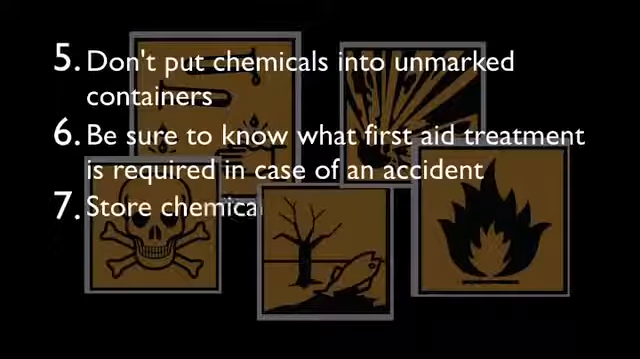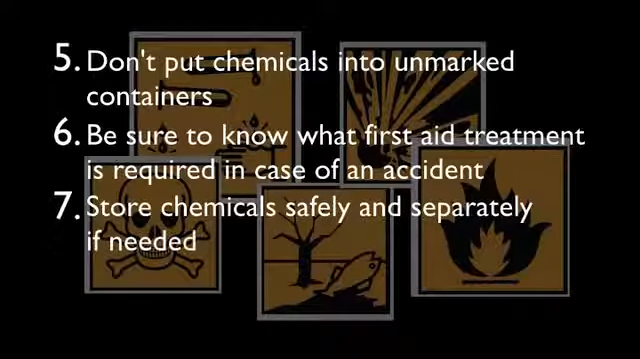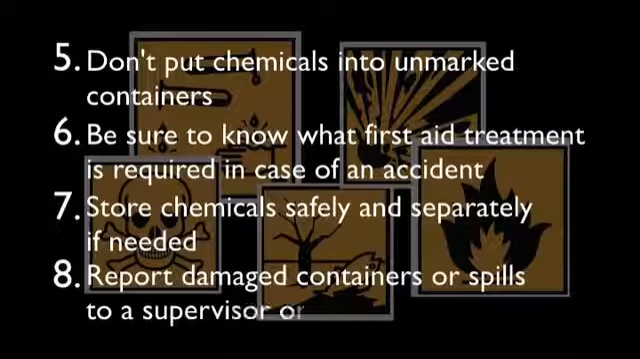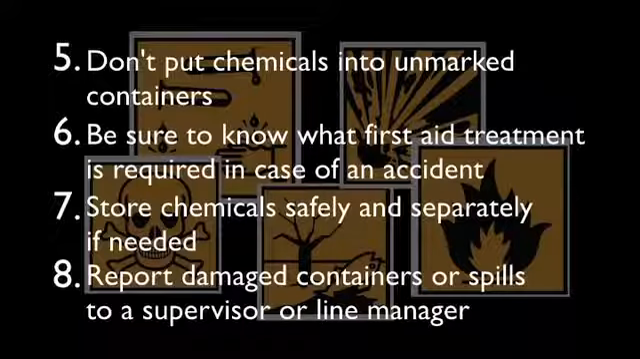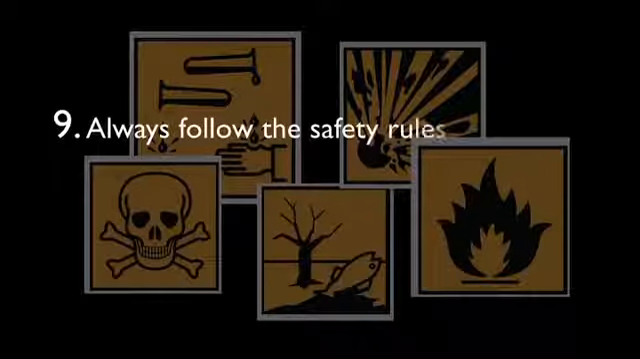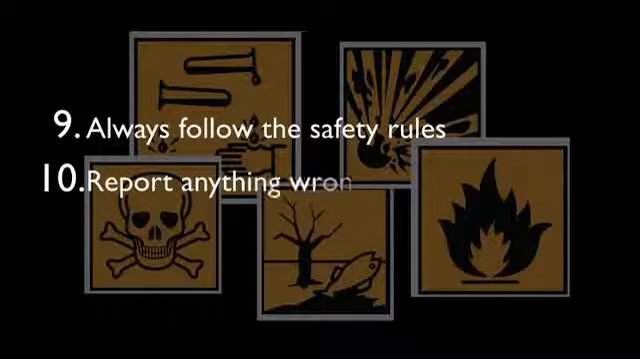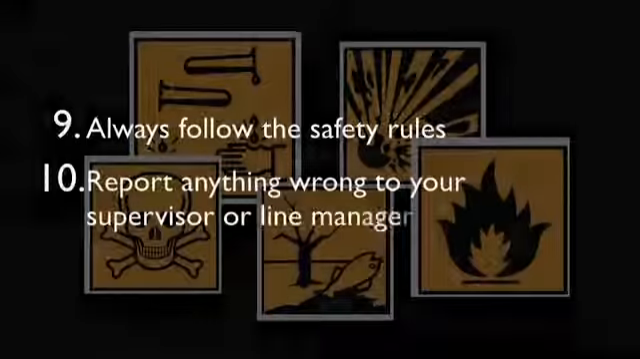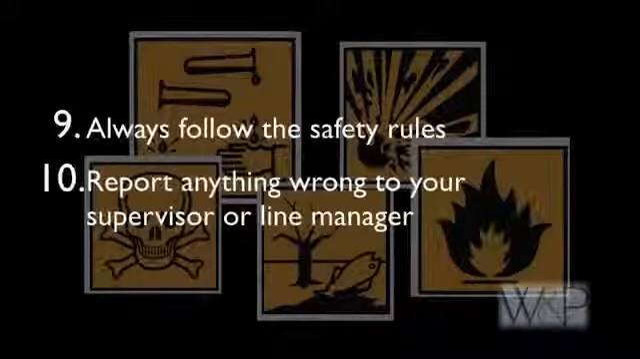7, store chemicals safely and separately if needed. 8, report damaged containers or spills to a supervisor or line manager. 9, always follow the safety rules, and again, refer back to the safety data sheet if needed. And 10, just report anything that you think is wrong, either to your supervisor or to line manager.